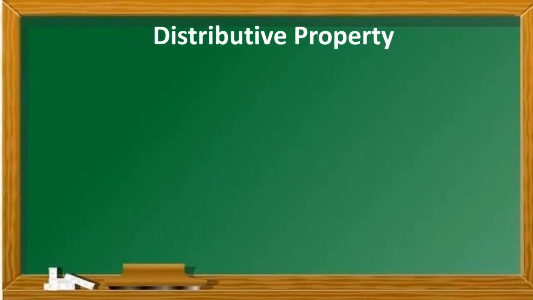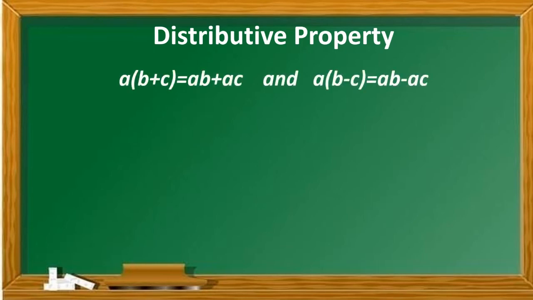Next property is the distributive property. This states that if A, B, and C are elements of integers, A times the quantity of B plus C is equal to A times B plus A times C. And A multiplied by the quantity of B minus C is equal to A times B minus A times C. Adding or subtracting first before multiplying, or distributing the factor to its addends, will give the same result.